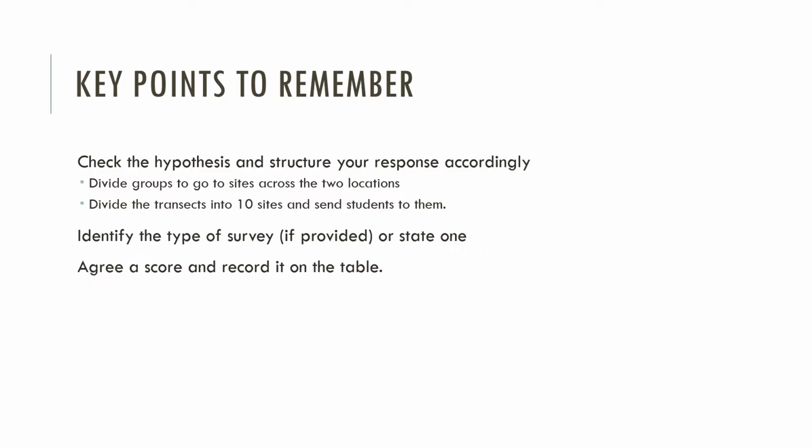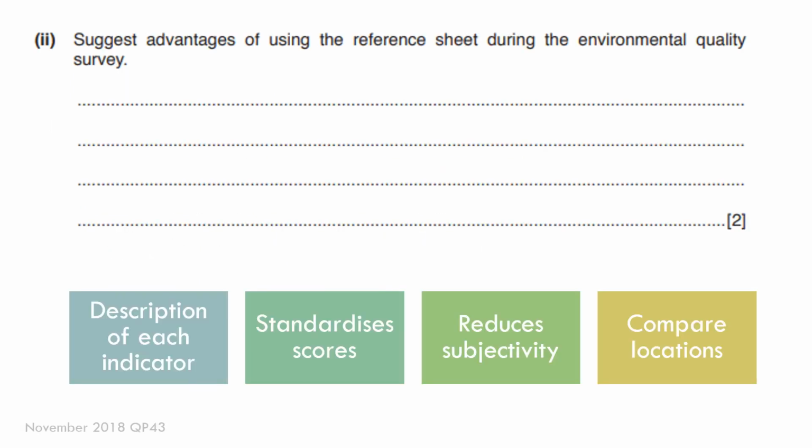You identify the type of survey if provided, or state one, and you agree a score and record it on the table. So the last thing that you would write is the final point. You agree a score and record it on the table. If you can do those, you should get full marks.